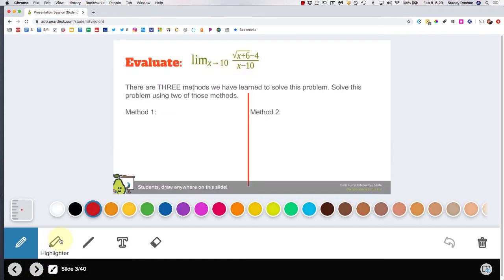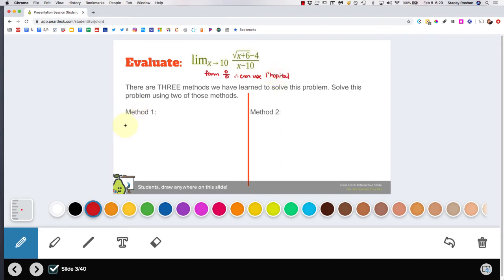Now this problem, I'd like you to try this one and see what two methods you choose to use. Can you use L'Hopital? You would get root 16 minus 4, which is 0 over 0. So it is of the form 0 over 0, therefore can use L'Hopital. That would be one method.